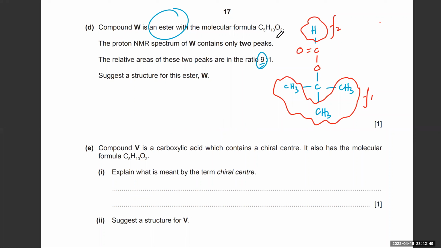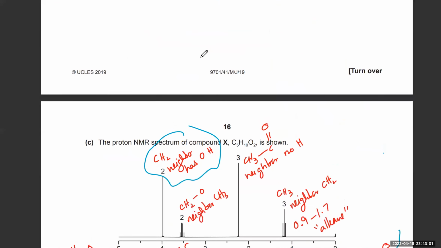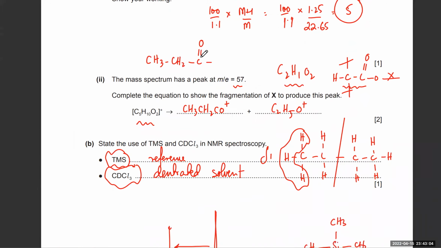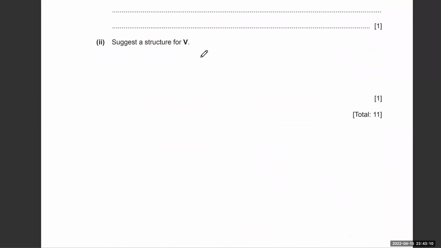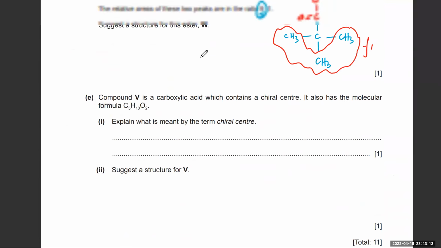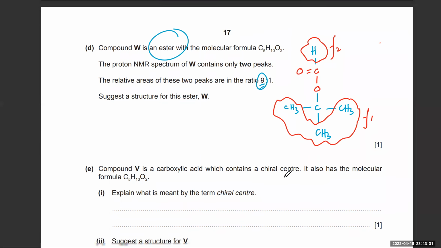The proton NMR of W contains only two peaks, fine. The relative area of these peaks are in the ratio. Did they say anything about W anywhere? Do we have a W somewhere? No mention of W anywhere. Anyway, the previous one, W is an ester. The proton NMR contains only two peaks. So fine, the other one also contains two peaks. The 9:1 would work for the other one. I'm pretty sure the other one is also acceptable because there's no reason for it not to be acceptable.